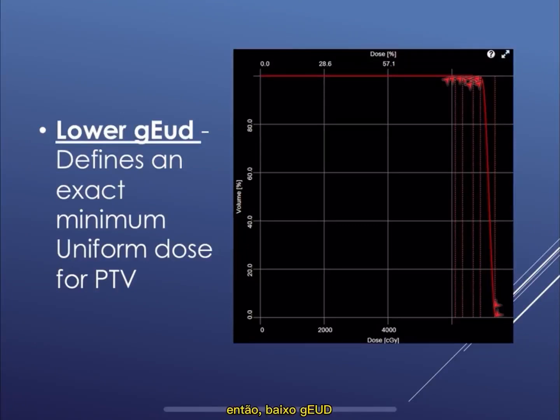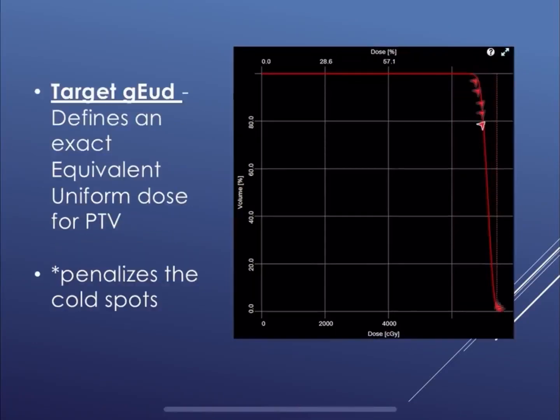So lower gEUD defines an exact minimum uniform dose for the PTV. You're trying to push that line to meet the 100%. You're looking for that voxel to push. Likewise, target gEUD defines an exact equivalent uniform dose for the PTV, and it penalizes the cold spots.